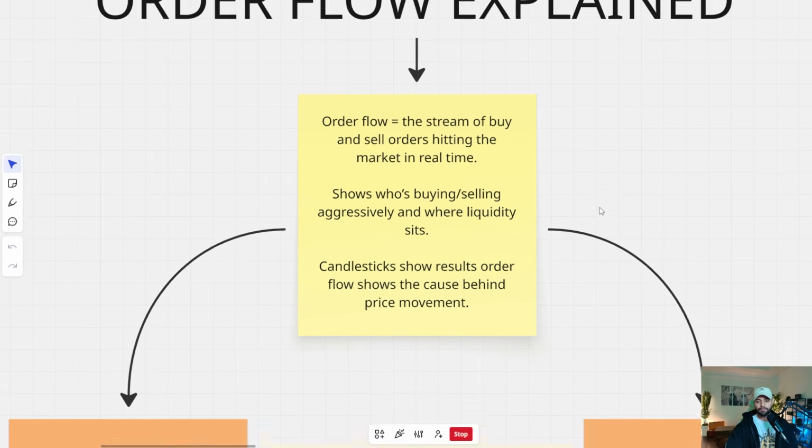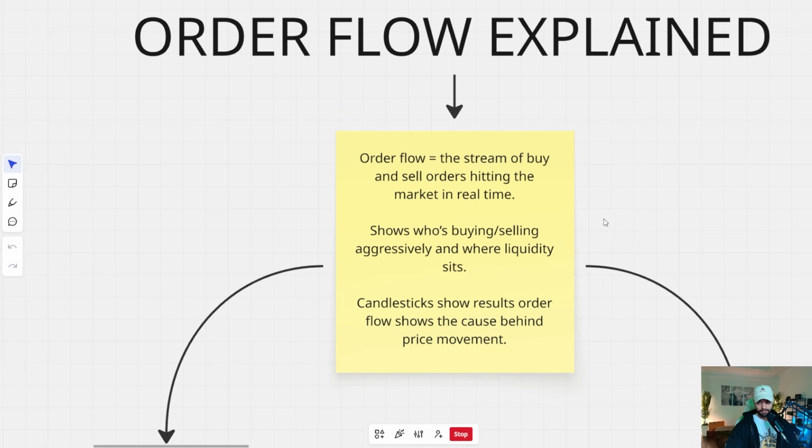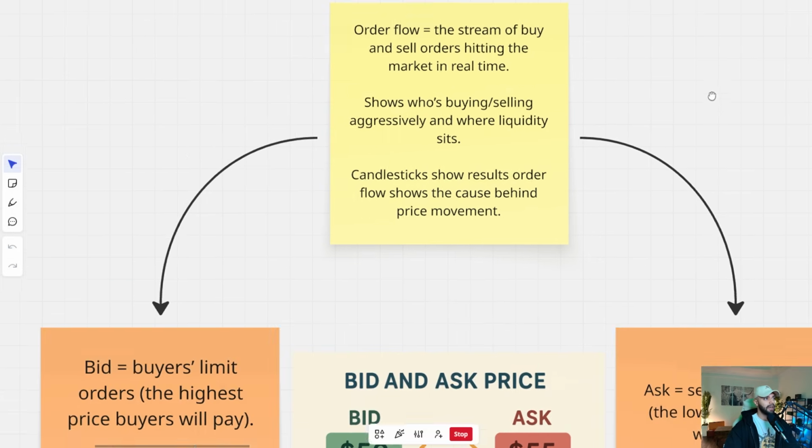Because if you're just looking at simple old volume, we don't know if it's aggressive buyers. We don't know if it's aggressive sellers. We really don't know much. So it shows who's buying and selling aggressively and where liquidity is sitting. Liquidity sitting here is a huge part, and I'll tell you about that later. But candlesticks show you results. Order flow is showing you the cause behind the price movement. So you're not going to be behind after a move happens. You're looking to be ahead.